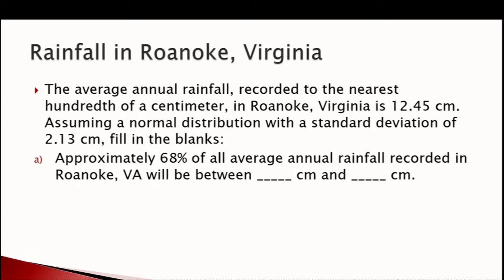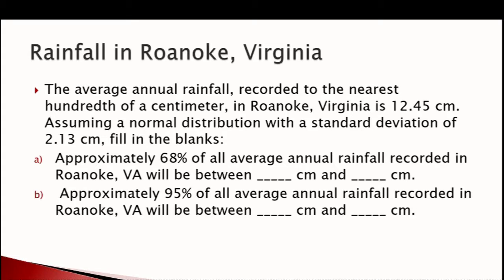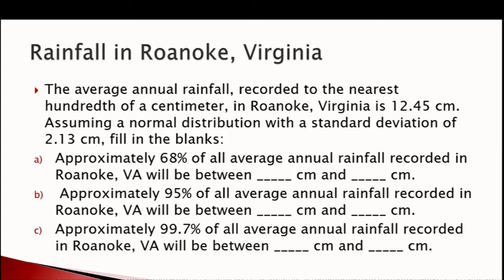A. Approximately 68% of all average annual rainfall recorded in Roanoke, Virginia will be between blank and blank centimeters. B. Approximately 95% of all average annual rainfall recorded in Roanoke, Virginia will be between blank and blank centimeters. C. Approximately 99.7% of all average annual rainfall recorded in Roanoke, Virginia will be between blank and blank centimeters. So how do we go about doing this problem and fill in the blanks?